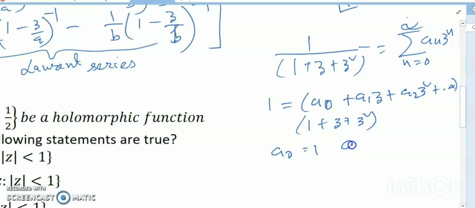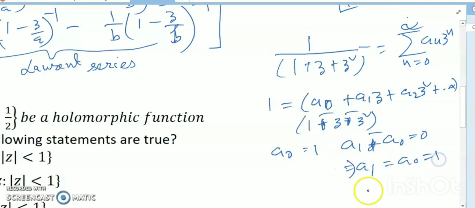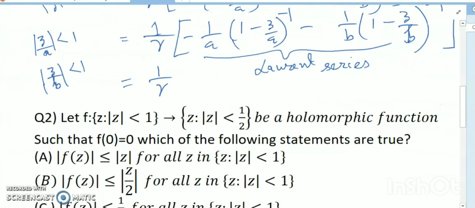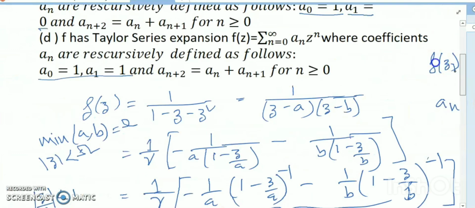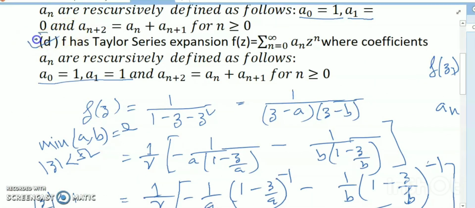and we see that a1 plus a0z equals 0. Okay, this is not plus, this is minus. In here I have this minus, so a1 minus a0, so a1 equals a0, that is 1. So my option D is correct. Option D is correct.